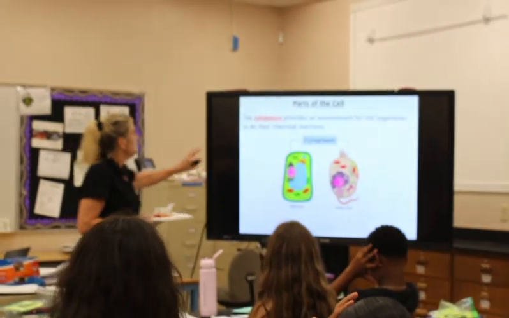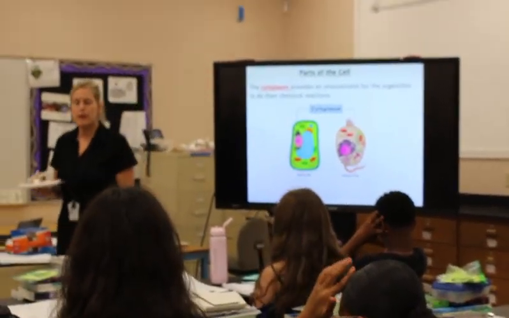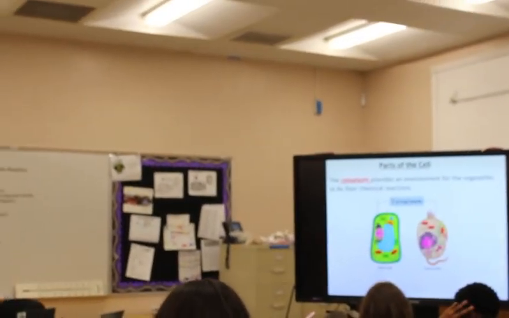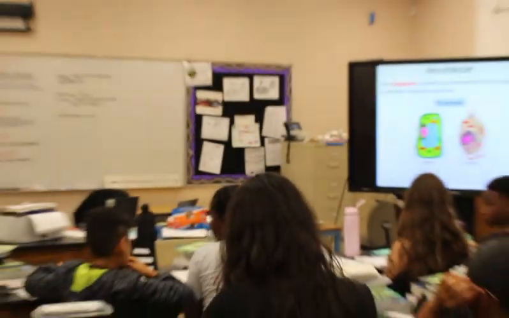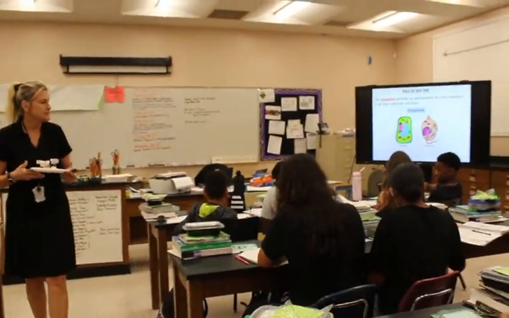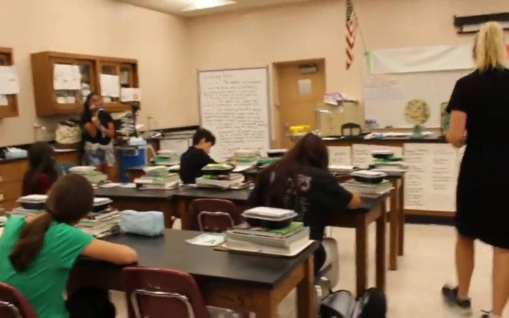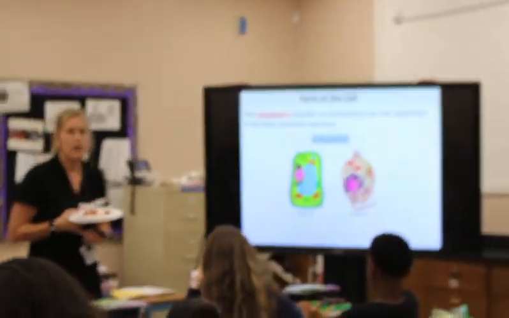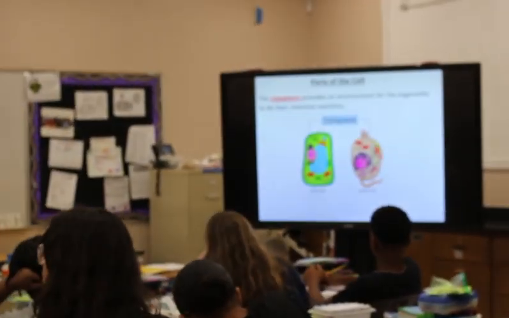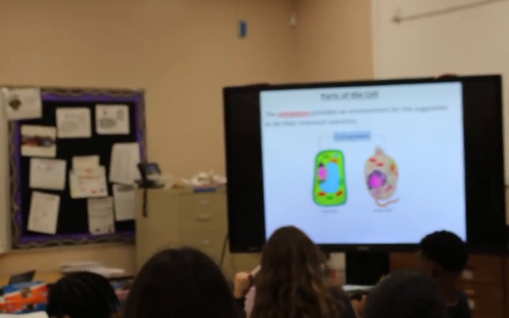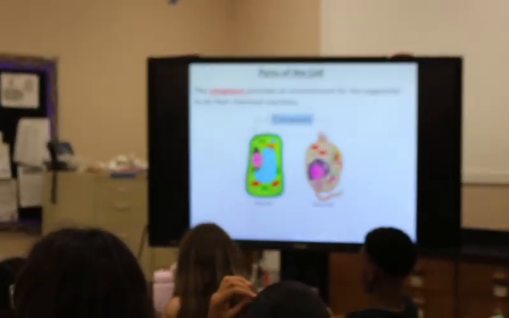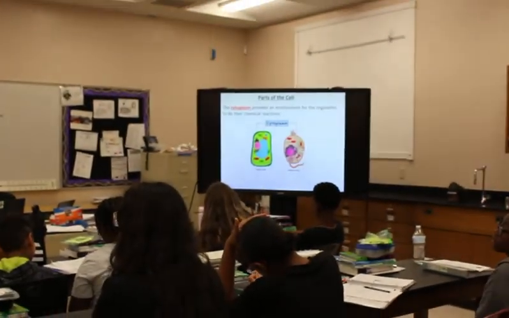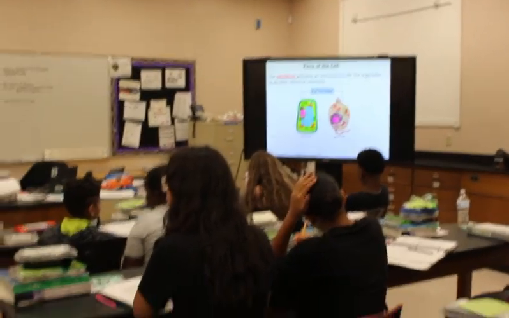Okay, so the first part of the cell that we're going to talk about is the cytoplasm. So you are going to write down cytoplasm as it is in red. All right, so the cytoplasm, ideally, I would probably use something like Jell-O, the wiggly jiggly Jell-O, to do cytoplasm, but I think that would be a little bit messy, so instead I used a fruit roll-up.